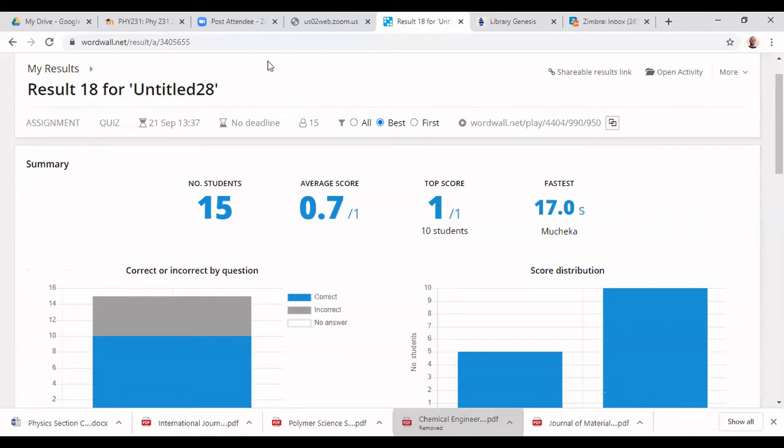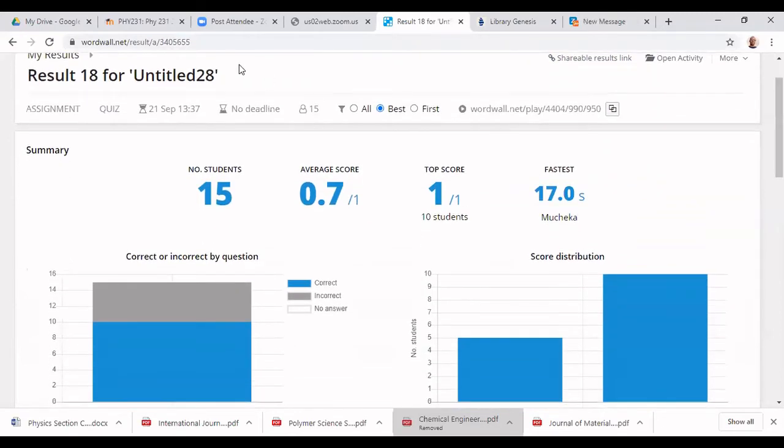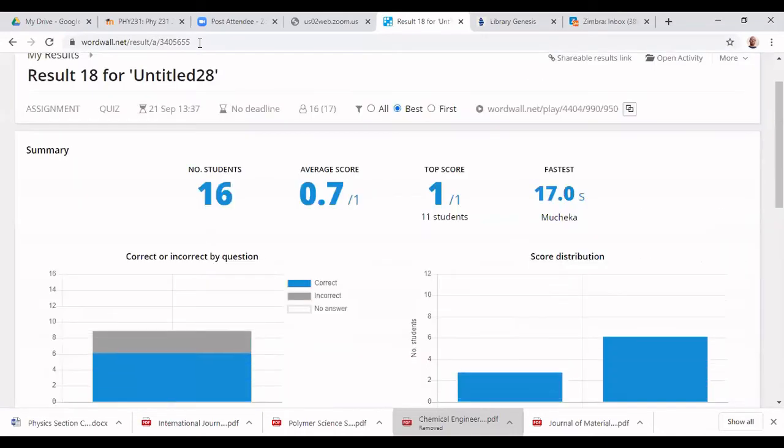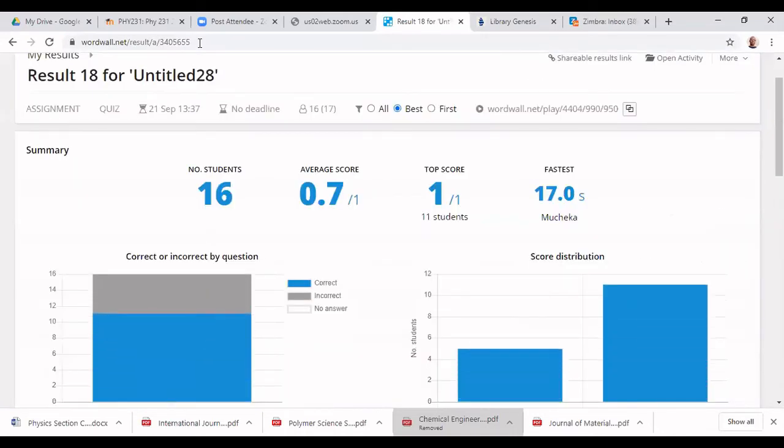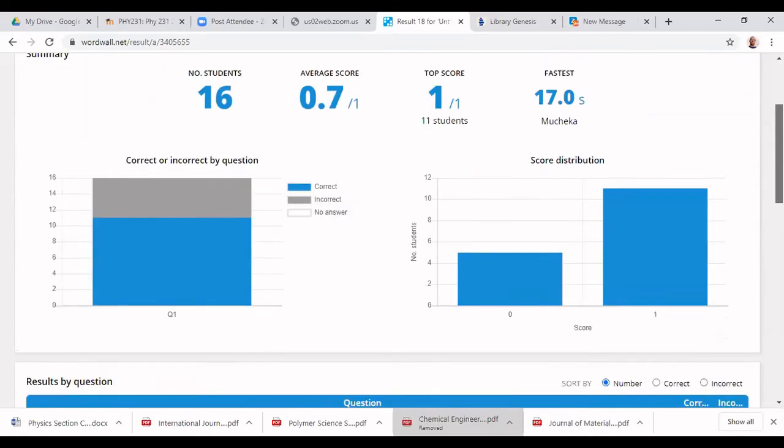Okay, so I think our time has finished. If you haven't answered it yet, you can do it in your spare time. We have 16 students who have attempted the question so far. From these 16, 11 students have got it right and 5 students got it wrong. I think it could be Mr. Mucheka who did it within 17 seconds.